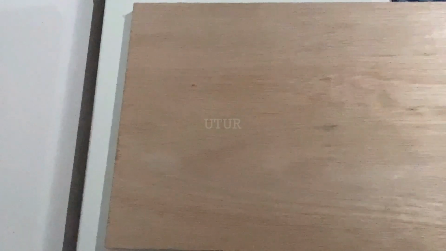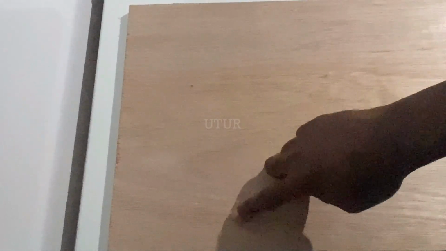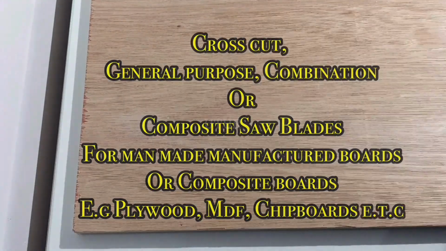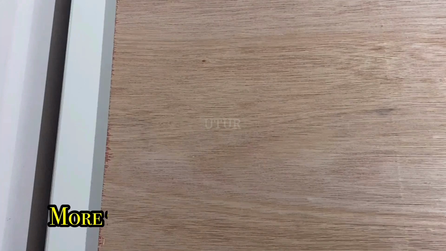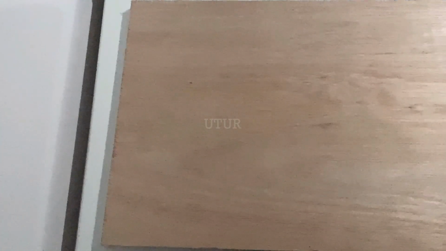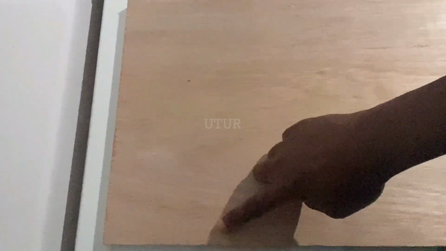As you can see, in this case, your plywood veneers overlap or overlay each other. They go in different ways, which essentially means that your veneer sheets are sat on top of each other, and so you do not have a single grain direction as you're ripping or cutting with your saw blade. That's why it is recommended that you use a general purpose blade or a combination blade to cut your plywood, which have a range of 40 to 50 teeth, or you can use a composite blade with a range of 60 to 100 teeth.